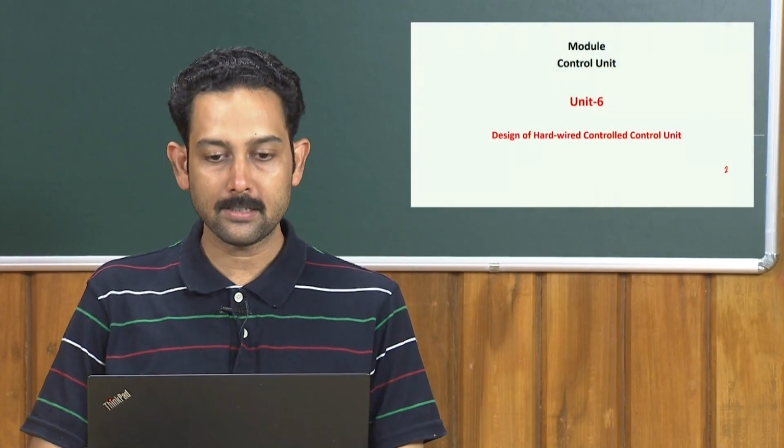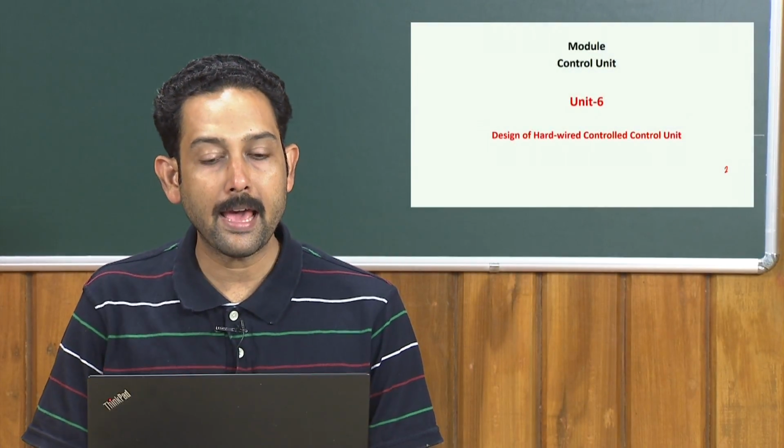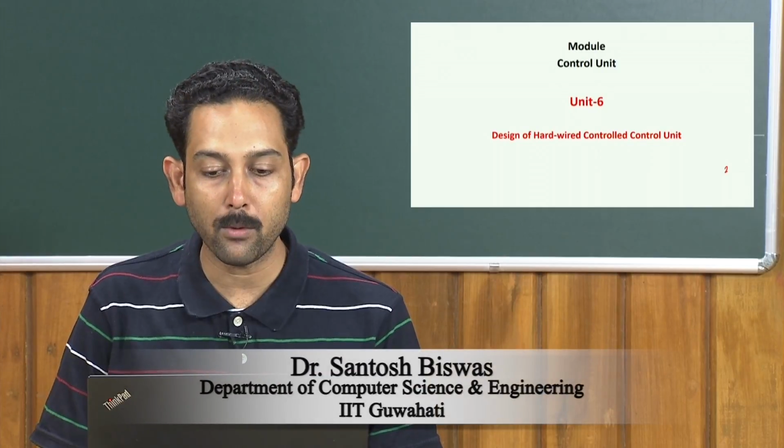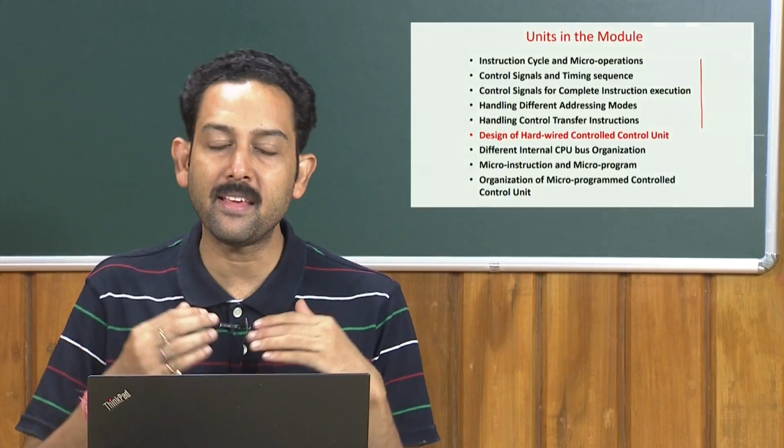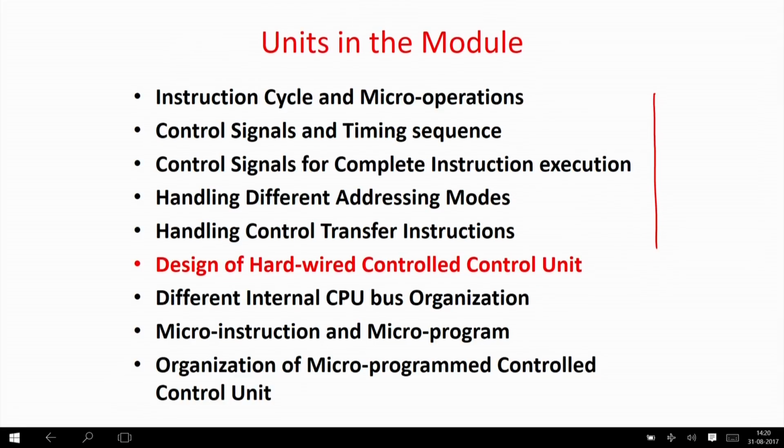Welcome to the 6th unit of the module. Here we will be discussing mainly the design of the hardware control unit. If you look at the last few units, we have basically been discussing, for a macro instruction, what the micro instructions are, and for each micro instruction, what the basic control signals required are and how they can be generated, and what the proper sequence for that is. From now onwards, we will be looking at how we can generate that.